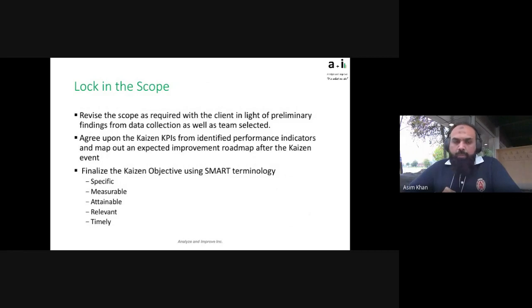Finally, you want to lock in the scope. So we started with the problem, we started with the objective, we thought we knew a scope, then you collected the data, you interviewed people, you analyzed the data, and then you selected the team. Finally, you go back to the people who called you in to do the Kaizen event, or to the problem owner, and present all that you have so far. Really, it's a charter that you've created, and you're getting a sign off on that charter. So now is the last time to finalize it, to make sure that your KPIs are aligned to how you're going to measure it, and then make sure your objective follows the SMART methodology, and then lock it in.